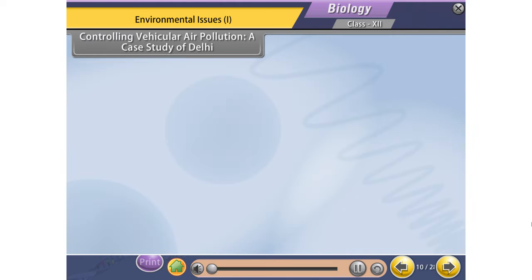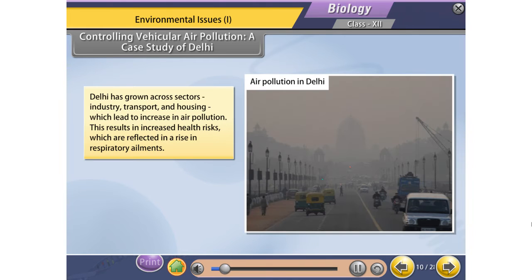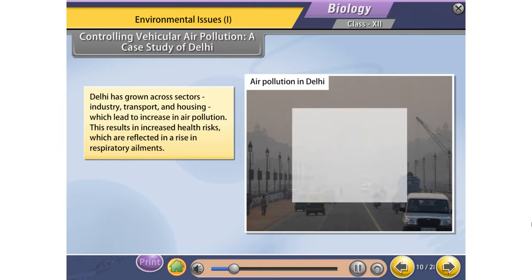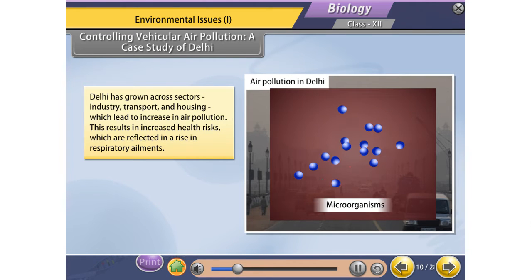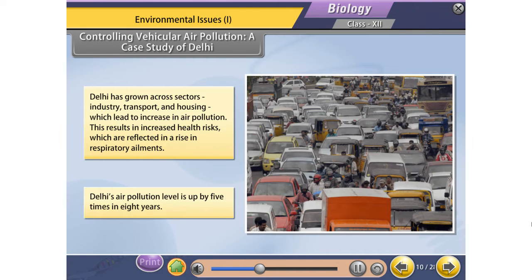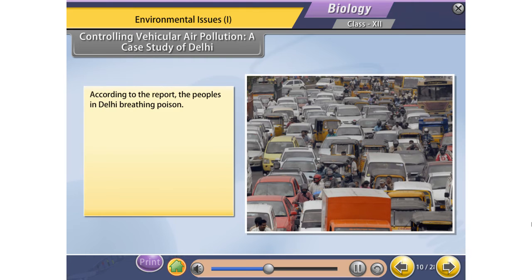Assessment. Controlling vehicular air pollution. A case study of Delhi. Delhi has grown across sectors, industry, transport, and housing, which leads to an increase in air pollution. This results in increased health risks, which are reflected in a rise in respiratory ailments. Delhi's air pollution level is up by 5 times in 8 years. According to the report, the people in Delhi are breathing poison.